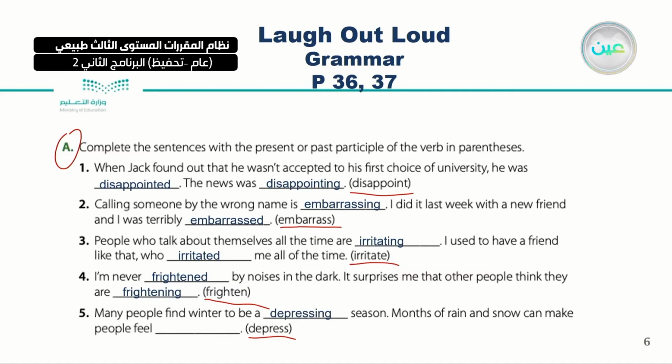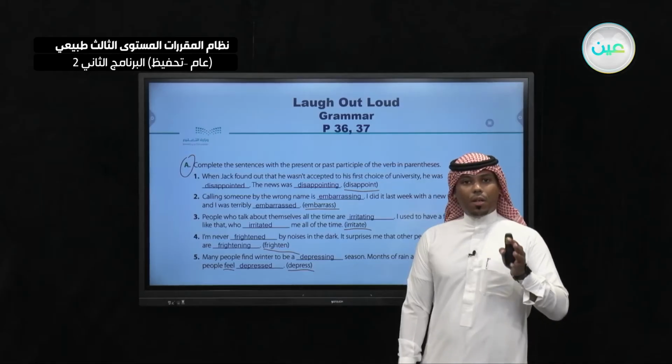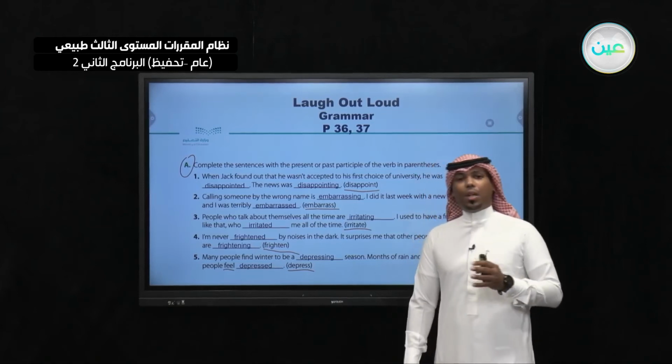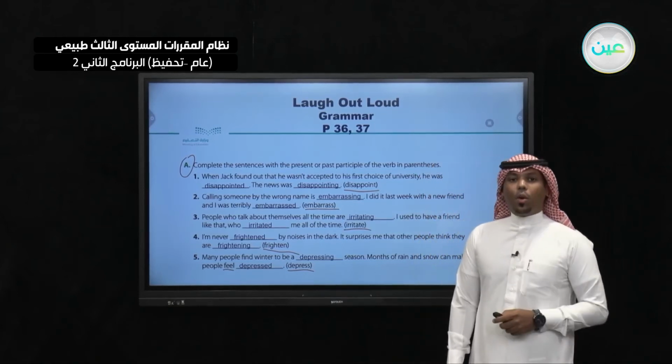Very good. Months of rain and snow can make people feel... we have the word feel here, so feel depressed. Don't forget that I use ed, the past participle adjective, with feelings, and the ing, the present participle adjectives, with causes.